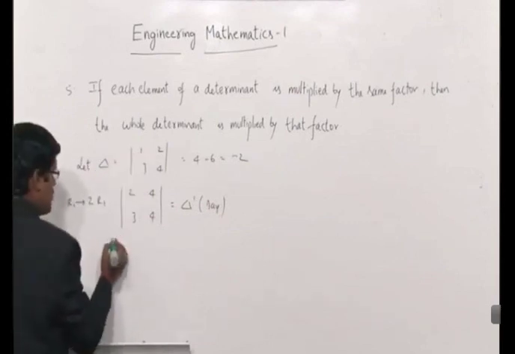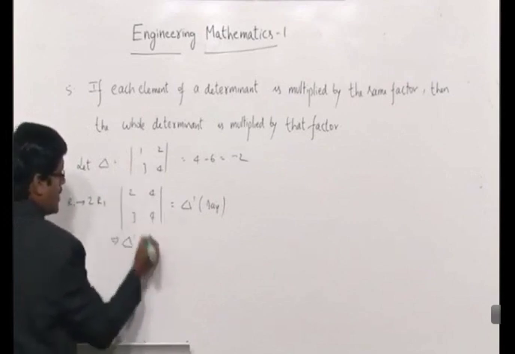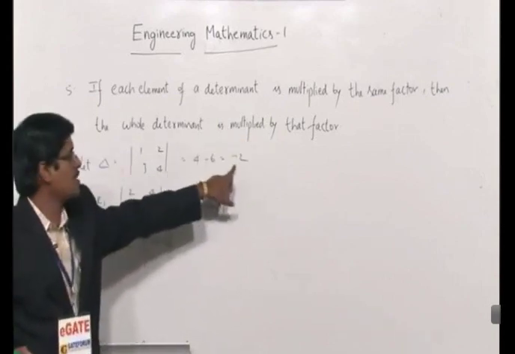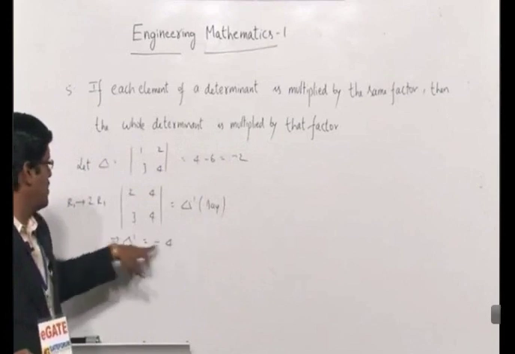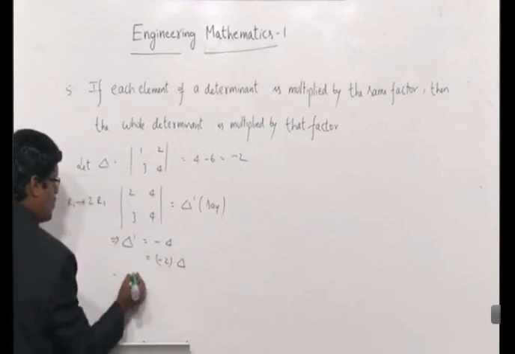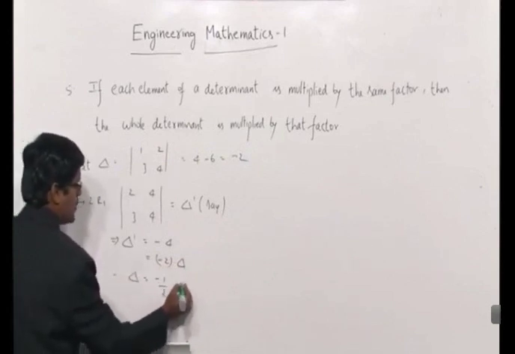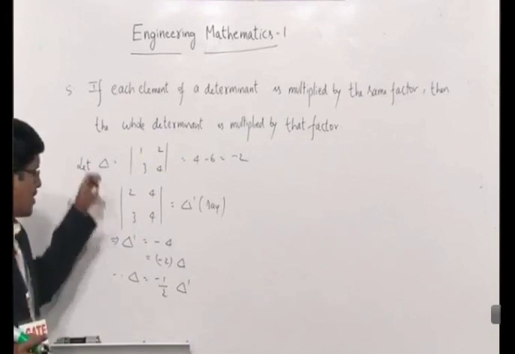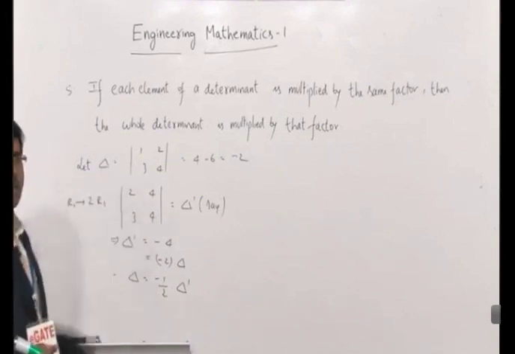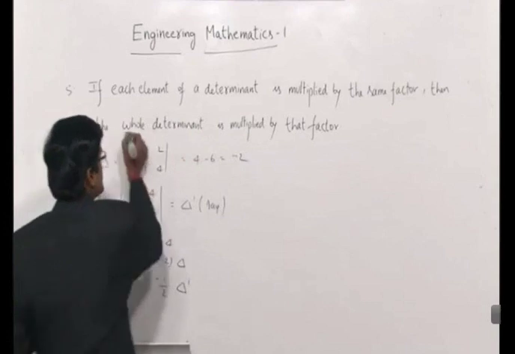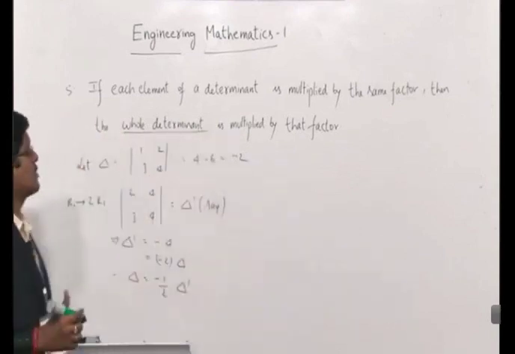Now what is the answer for this delta dash? 2 into 4, 8, minus 12, that is minus 4. Now what I told? The whole determinant is multiplied by that factor. That is minus 2 times 2. This is the whole determinant multiplied by that factor. That means this can be written as 2 into delta, so delta is equal to 1 by 2 into delta dash. That means whenever you apply multiplication of a row or a column by a number, then in the final answer you should divide by that number so that the determinant is unchanged. Originally the determinant we got was minus 2, and the given determinant is multiplied by that factor.